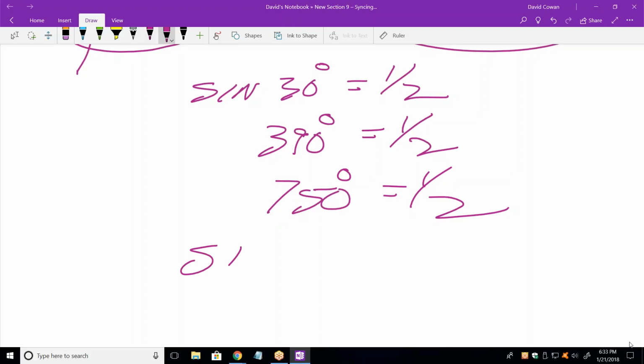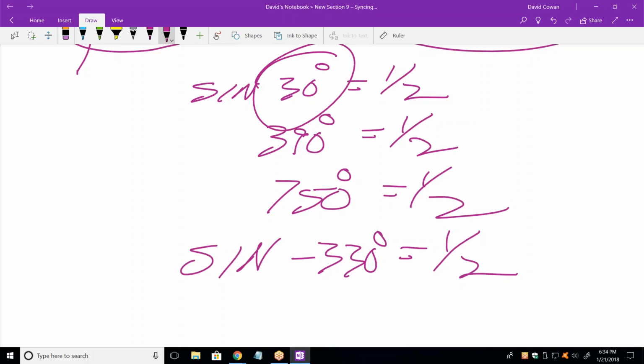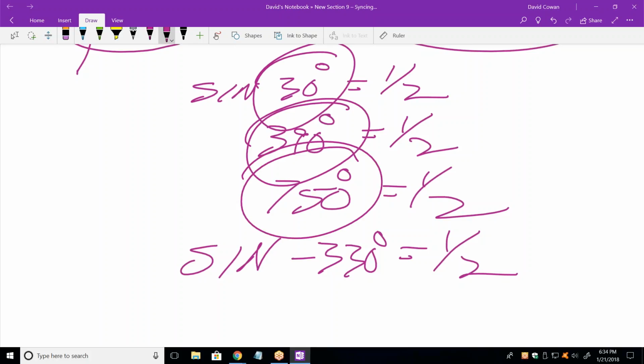Exactly. And in fact, the sine of minus 330 degrees is also 1/2. In other words, whether I add 360 or subtract 360 does not matter. They're both coterminal to 30, which means they have the same trig number. You put it into your calculator, whether you put in 30 or 390, you'll get 1/2, or 750, you'll get 1/2, so forth and so on. That's true for all trig functions, not just sine.